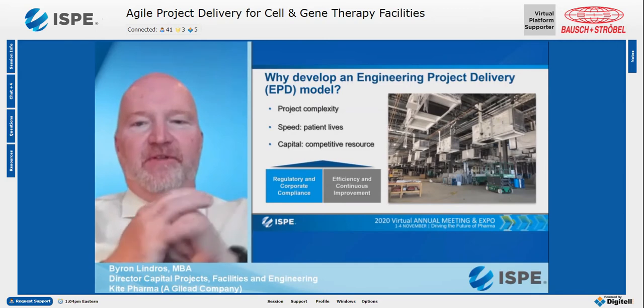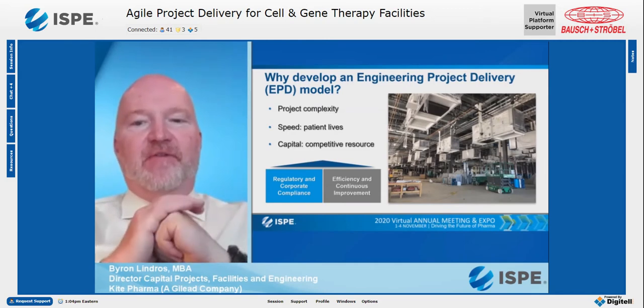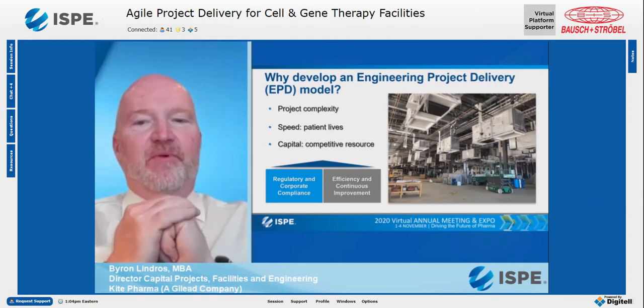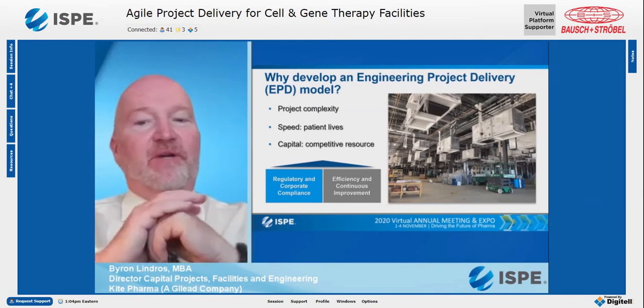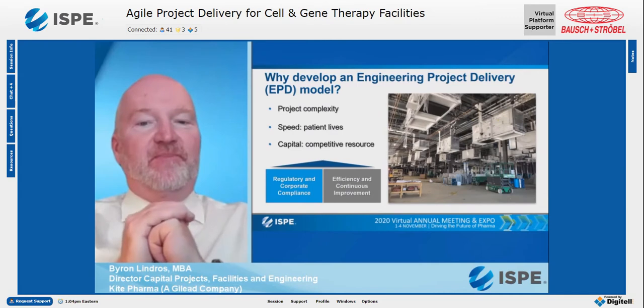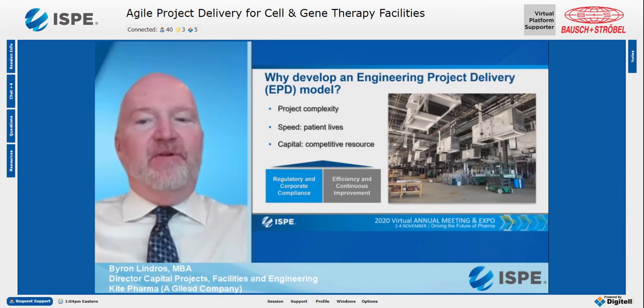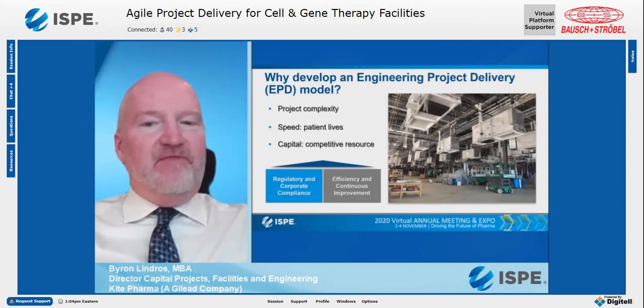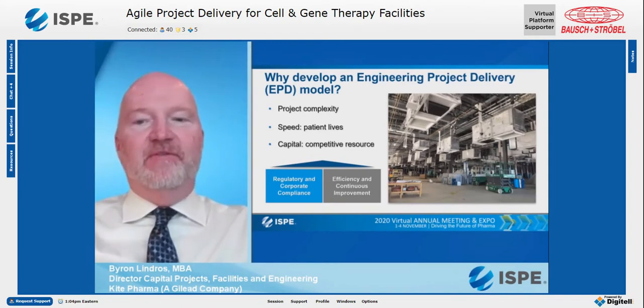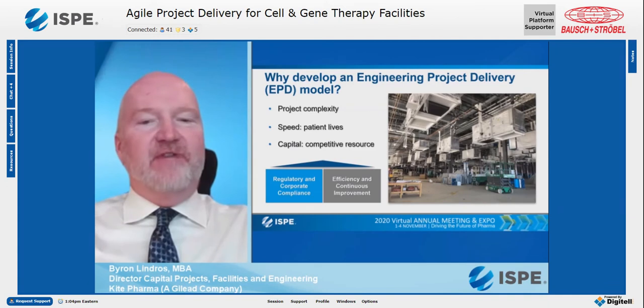Yeah, so whether you're in the position of just starting out your capital investment portfolio or you have a mature portfolio, it's important to ask yourself the fundamental question of why you need an EPD model in the first place. And by model, we simply mean a set of common practices and accountability for execution. So this could range from formal standards and SOPs to simple best practices, reference guides, and checklists.